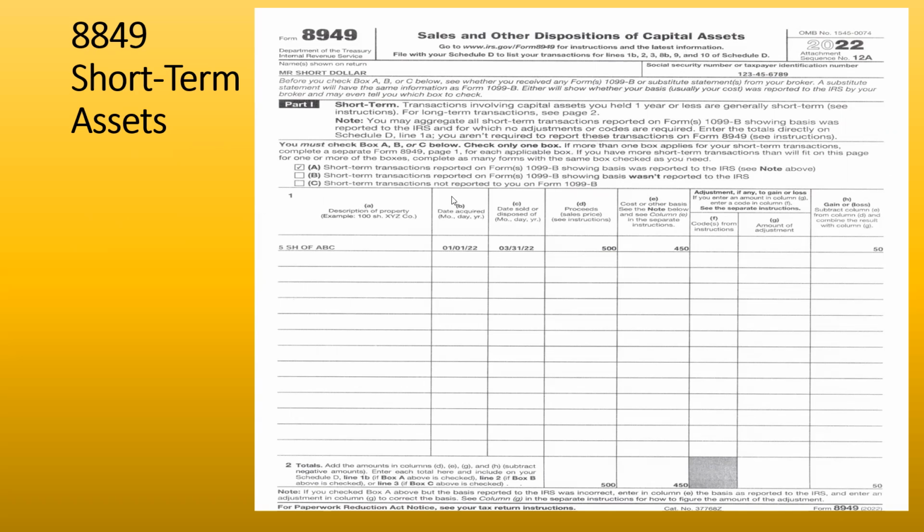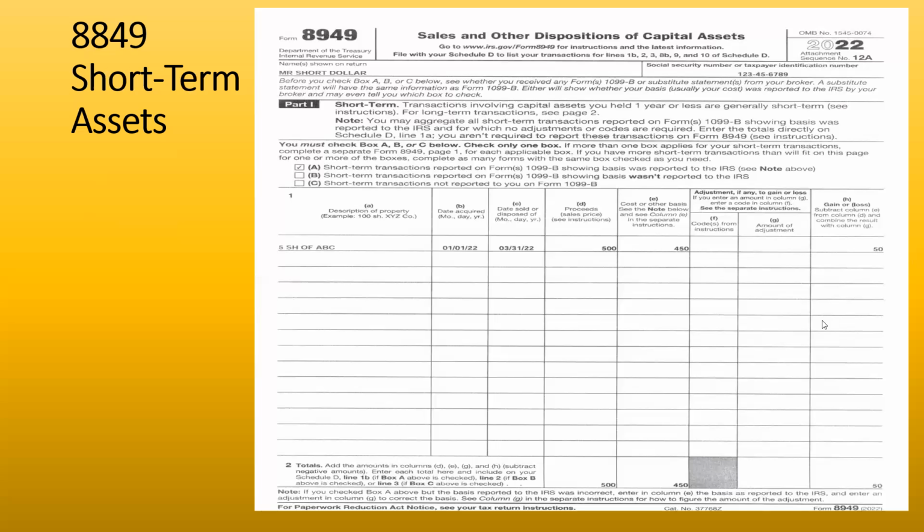Again, this is two sections. They have a section for short term, which we said is under a year, and long term, over a year. And you see right here with that box A on part 1 of 8949, sales and other dispositions of capital assets. These right here were 5 shares of ABC, bought January 1st, 2022, sold in March. So they were held about 3 months. Proceeds, what you sold it for, the cost of what you purchased, and then that's the net gain. Sold it for $500, bought it for $50, and then had a gain of $50.